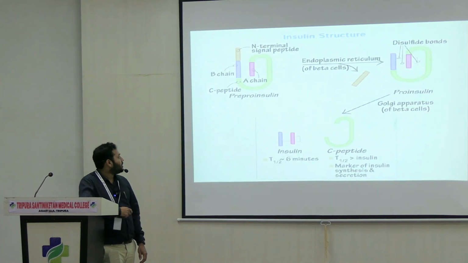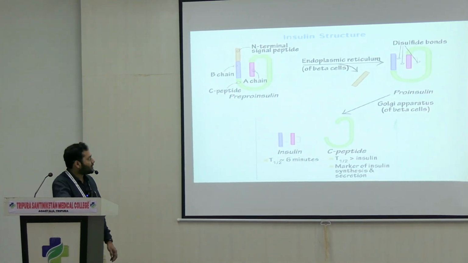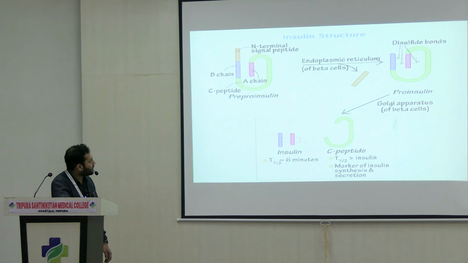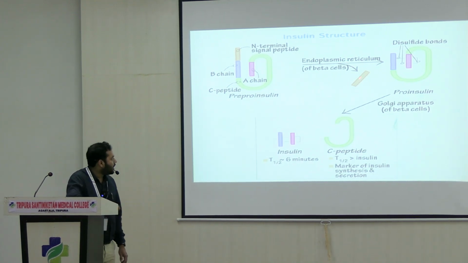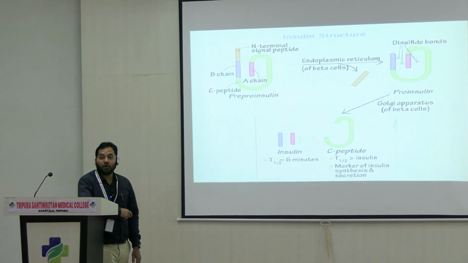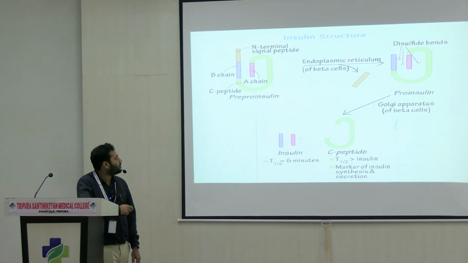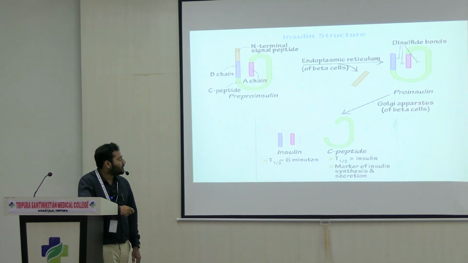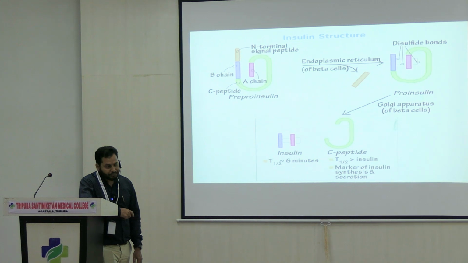Here you can see the events that occur at particular sites of cell organelles. The most important cell organelles involved in the maturation of insulin are the endoplasmic reticulum and the Golgi apparatus, right?